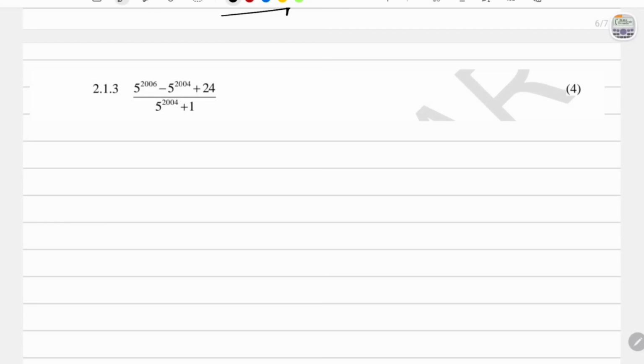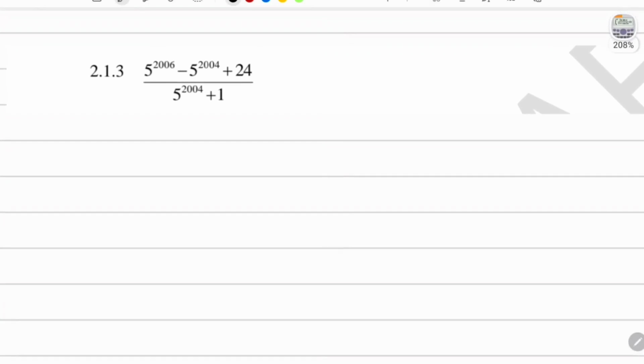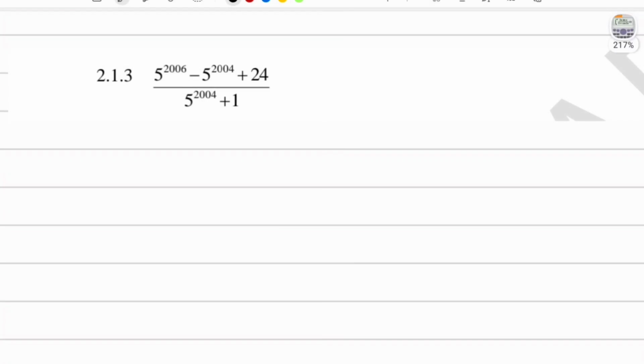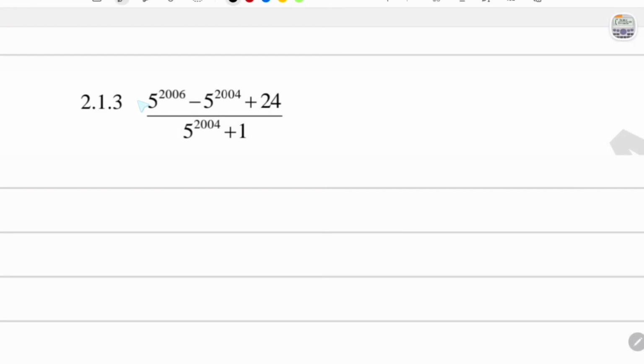Okay, next question 1.3, we have an exponential expression. Well, technically it's not really exponential because we don't have x's there, but we have values that are really big. So I want you to see what's going on here. We have 5 to the power of 2006 minus 5 to the power of 2004 plus 24, over 5 to the power of 2004 as well plus 1. Do you see something being repeated?